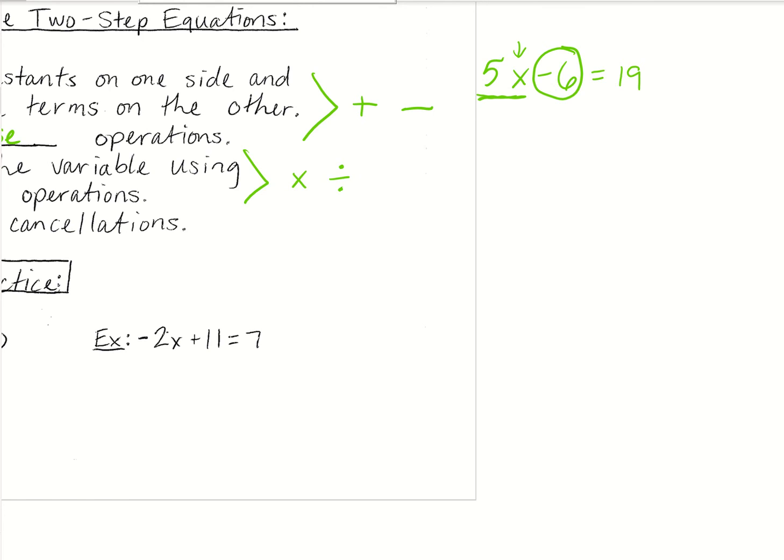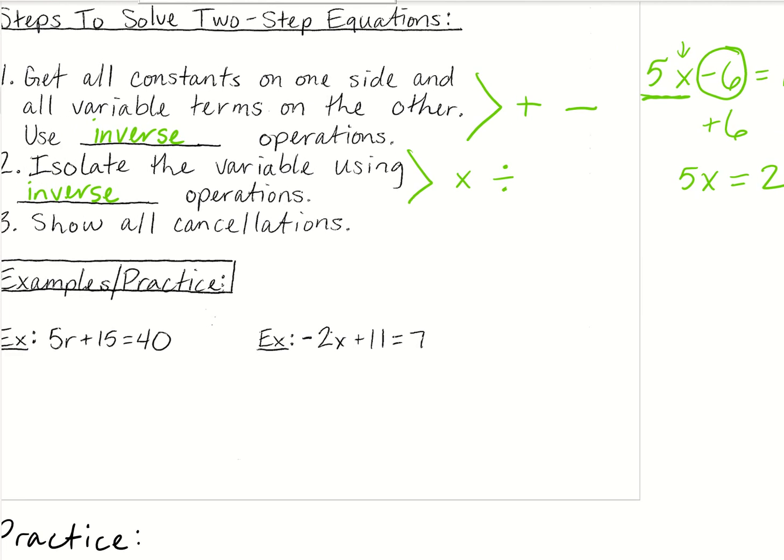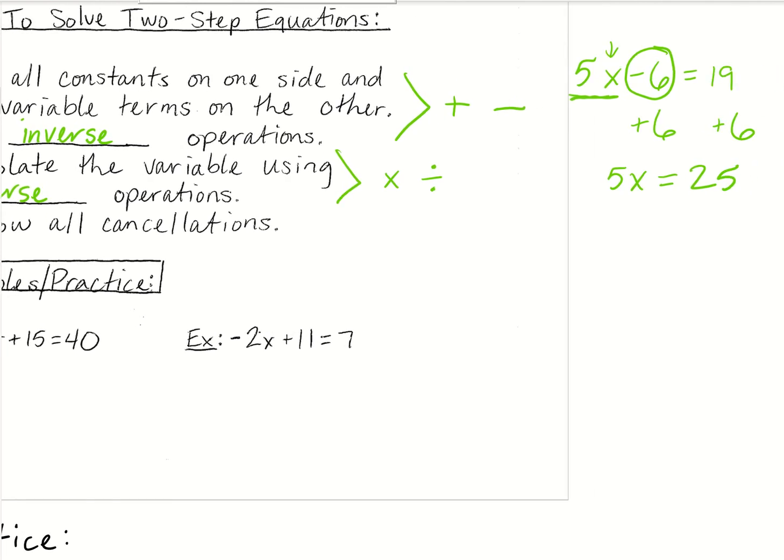The inverse of that subtraction sign that we have right there is addition. So that's going to be plus 6 to both sides. So you're going to be left with 5x equals 25. All right, now we've just got ourselves a one-step equation.